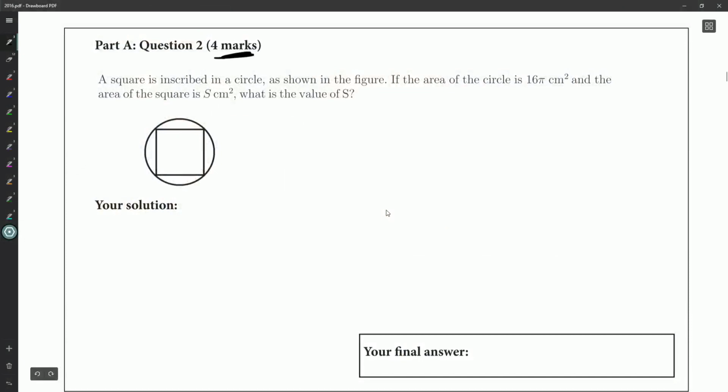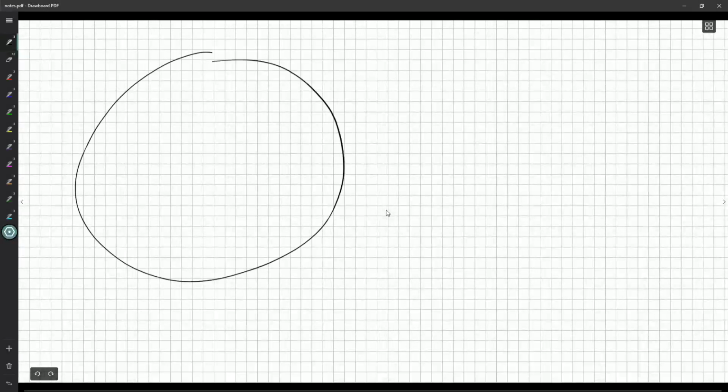A square is inscribed in a circle as shown in the figure. If the area of the circle is 16 pi centimeters squared, and the area of the square is s centimeters squared, what is the value of s? Okay, well let's just copy down this picture. Now they're talking about areas. How do we figure out areas for circles, and how do we figure out areas for squares?